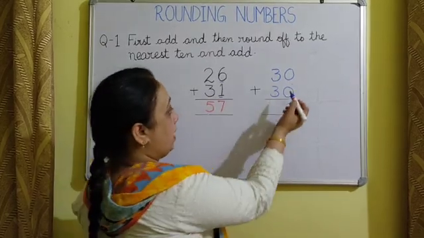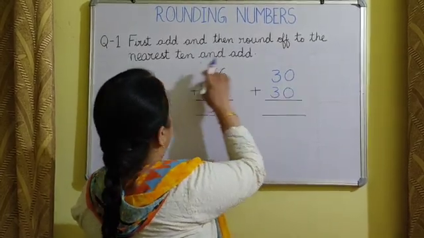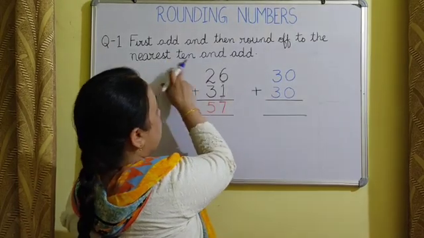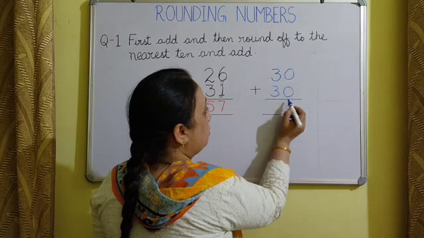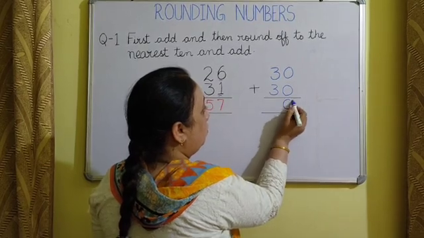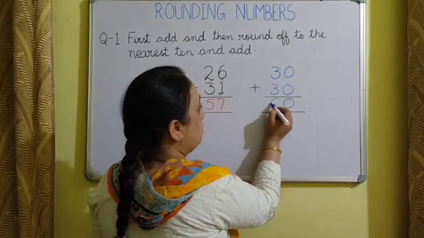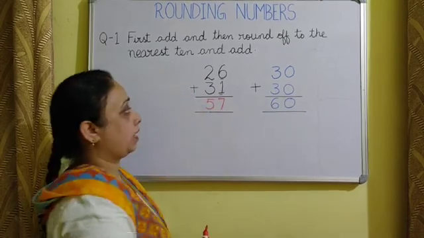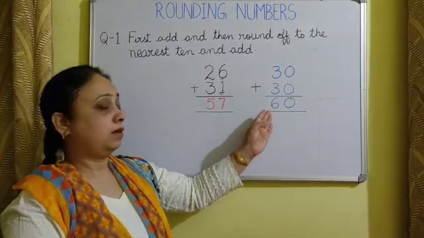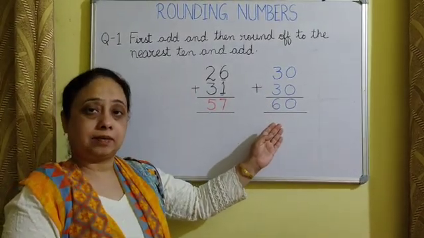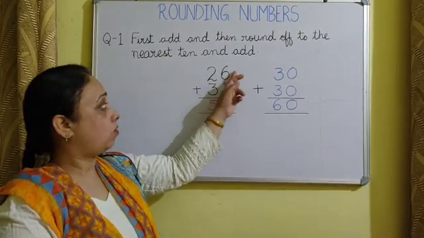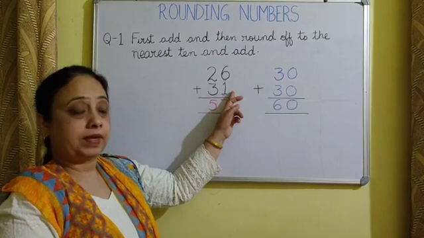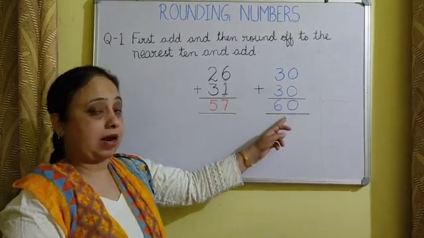So now we have to add the numbers rounded off to the nearest 10. Now again we have to do the addition. 0, 3 plus 3 is 6. So when we add 30 and 30, we get the result 60. This is how we first add, then round off these numbers, and then again add.